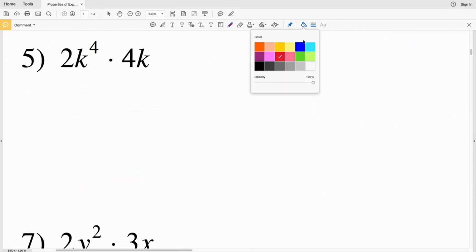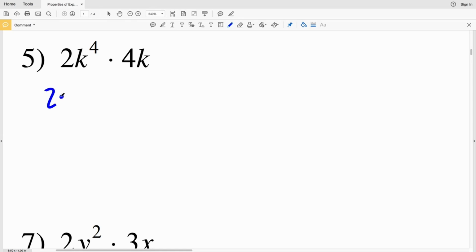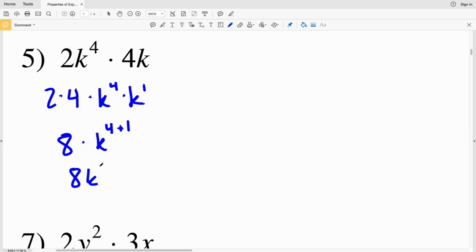In number 5, I'll rewrite this as 2 times 4 times k to the 4th times k to the first, since k is equivalent to k to the first. So 2 times 4 is 8, and I'll have k to the 4 plus 1. Since I'm multiplying exponents with the same base, I'm going to be adding those exponents. So it'll be 8 times k to the 5th, since 4 plus 1 is 5.